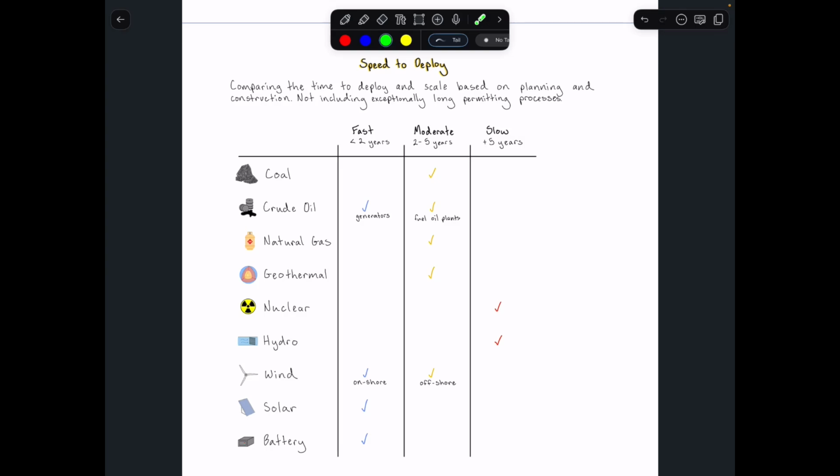Then onshore wind can also be in the time frame of less than 2 years. Sometimes it can move over into the moderate time frame depending on the permitting process, but generally onshore wind doesn't take as long to deploy.